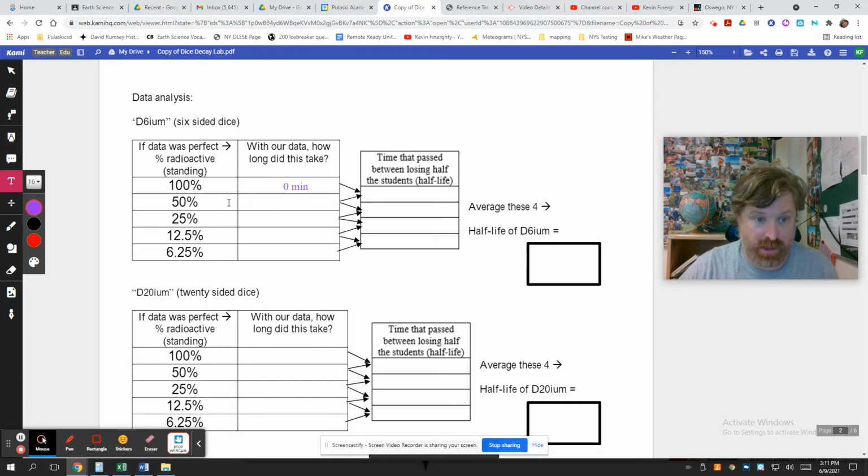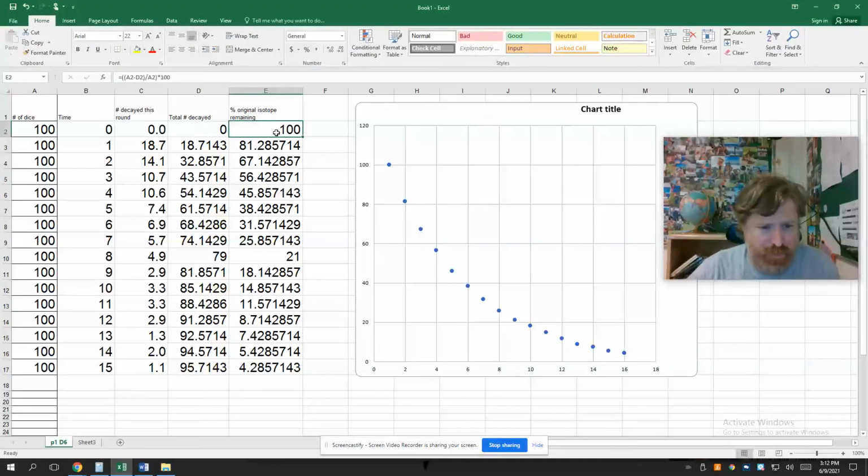Then let's look and see when did we get to 50%. So let's go back to Excel. When approximately did we get to 50%? So right about in here somewhere, like between 3 and 4 minutes. So maybe we'll estimate that that's about 3.5 minutes. What do you think?